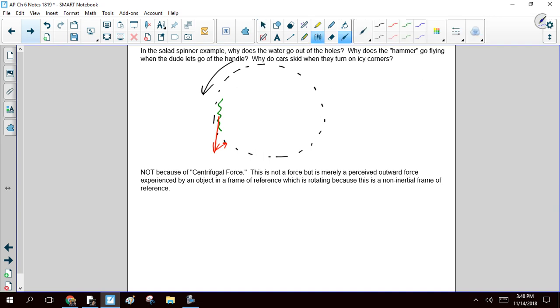So why does the water go out the holes? Well, here's a water molecule. At this instant, the water molecule is going this way, but the difference between the water and the lettuce is that the water can fit through the hole, right? The reason the water goes out the hole is not because there's something pushing it out. The water goes out the hole because there's nothing pushing it in.